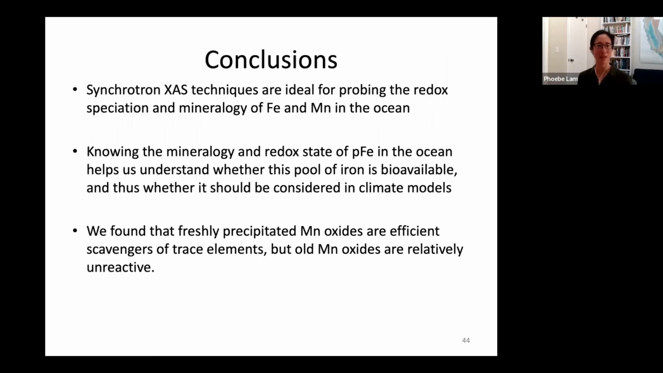So stepping back then, synchrotron XAS techniques are ideal for probing the redox speciation and mineralogy of iron and manganese in the ocean. I just gave you two little vignettes, but knowing the mineralogy and redox state of iron in the ocean is helping us understand whether this pool is bioavailable, and how it should be incorporated into climate models. And then for the manganese, this is on the other end, not the source to biology, but the removal of trace elements. We found that freshly precipitated manganese oxides are very efficient scavengers, but old manganese oxides are not. And that's it for me.